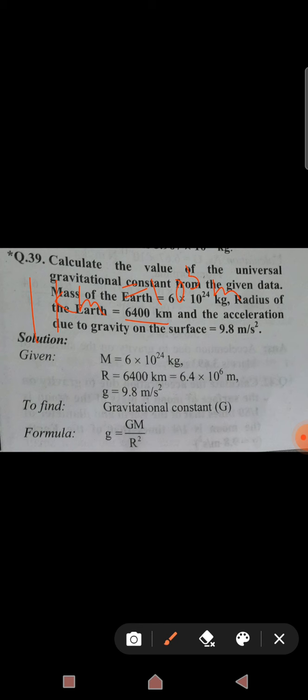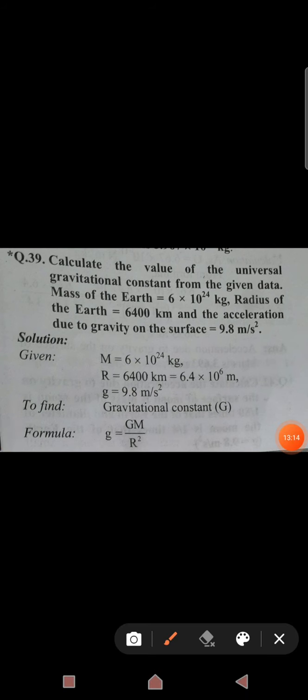So based on the given data we have to solve the question. So first, capital M, that is 6 into 10 raised to 24, capital R 6400 kilometer. Friends, here the kilometer will be converted in terms of meter by multiplying with 10 raised to 3. At the same time we have shifted the decimal point up to 3 digits, so we have got the value as 6.4 into 10 raised to 6. Small g, acceleration due to gravity 9.8 meter per second square. Here we have to find out the capital G, the gravitational constant.